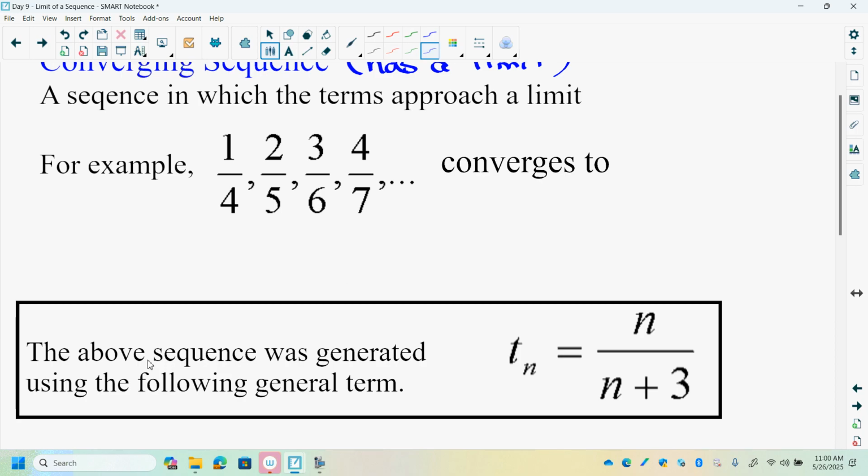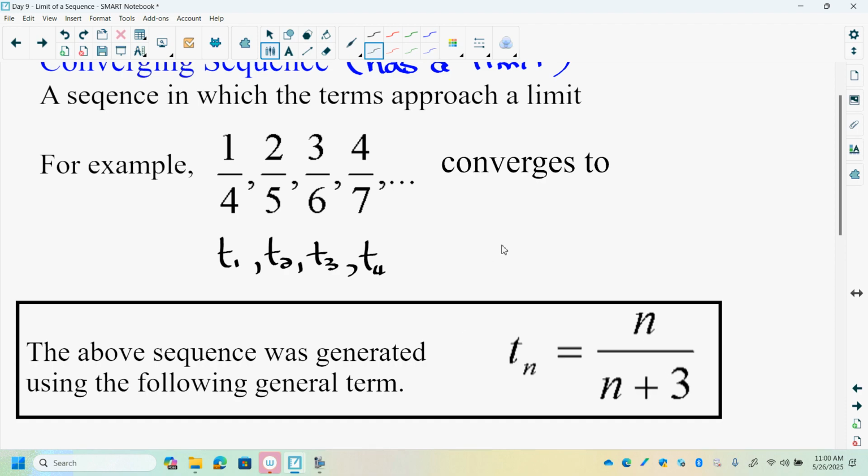Well, first of all, note what it says in the box. It says the above sequence was generated using the following general term. Tn is equal to n divided by n plus 3. So this is the first term, T1. It was found by plugging a 1 in for n, 1 over 4. This is term 2, 2 over 5. Term 3 was 3 over 6. Term 4 is 4 over 7.